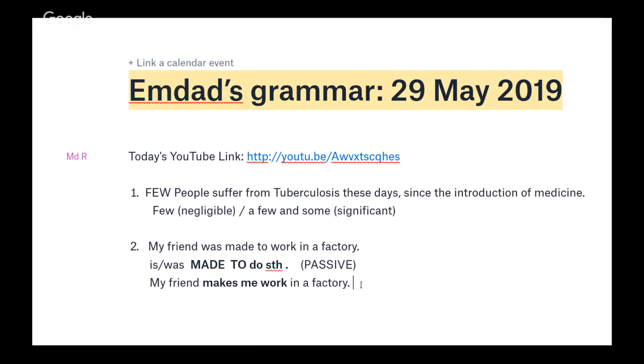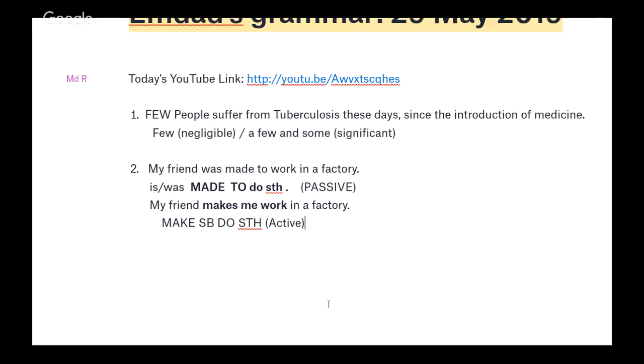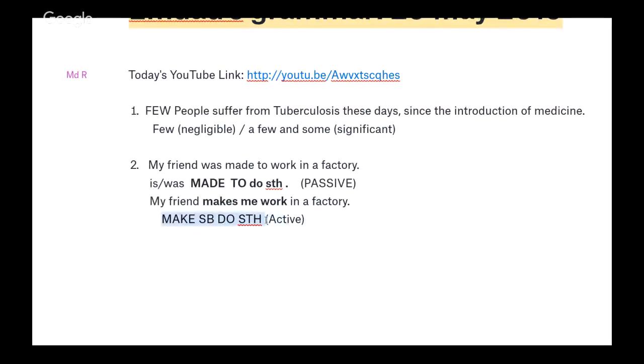So let's put this and make the structure here at the bottom. The structure is make somebody do something. There's no to this time. This is active voice. So make somebody do something. And make is a causative. We learned it here today. Is it clear? So for example, if I give this sentence very quickly to Shreshna. Tell me, I made Rupinder to write, or I made Rupinder write? I made, no to, exactly. I made Rupinder write the essay 5 times. Is it clear? See my point? So active voice. How about making it passive?